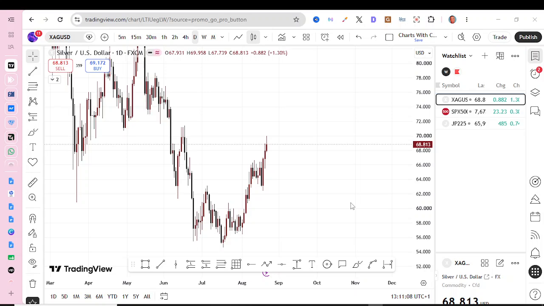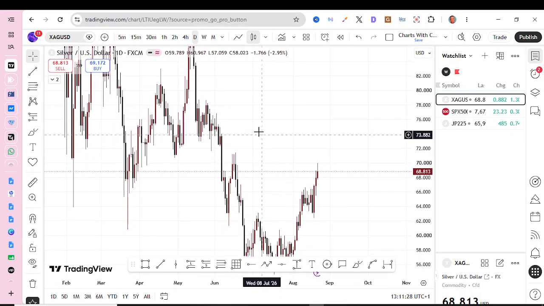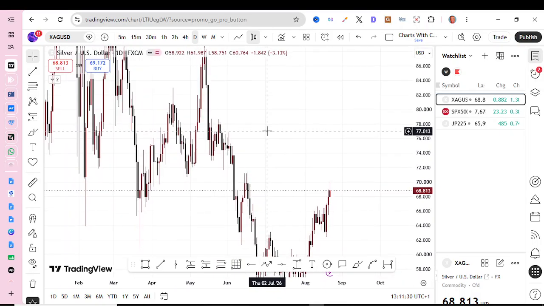Okay, so guys, in today's video, I will walk you through how to get your directional bias using just market structure. By understanding the concept of market structure, believe me, you'll be getting your directional bias very easily, right? So let me walk you through. This is silver. I'll be using silver.